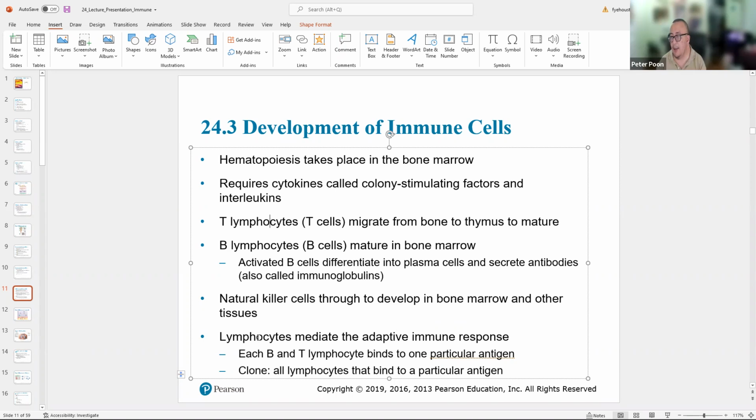Lymphocytes mediate the adaptive immune response. B cells and T cells are very specific, and they only bind to one particular antigen. So they're not generalists. All the rest of them are pretty much generalists.